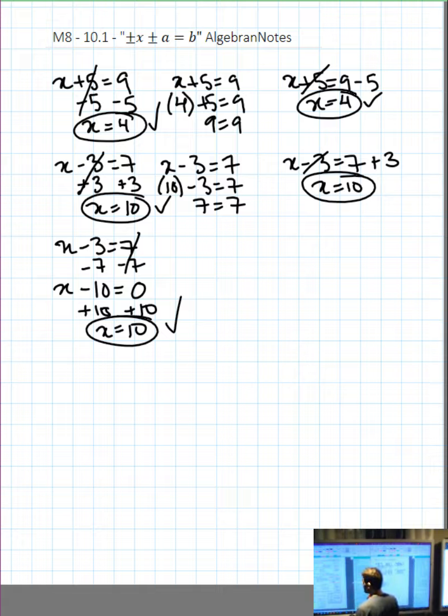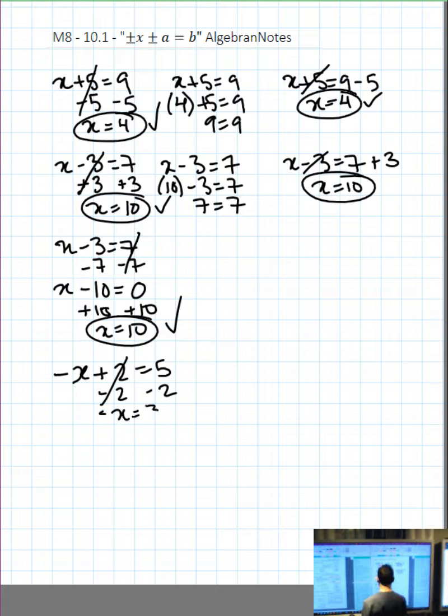Okay, next question. So we have negative x plus 2 equals 5. So here I have this negative x. We haven't seen negative x yet, but x is negative. So I have this plus 2. What do I want to do? Let's subtract 2 from both sides, performing the opposite operation to both sides. Now, 2 minus 2 is gone, 0. Now we have negative x equals 5 minus 2, which is 3. Now I have negative x equals 3.